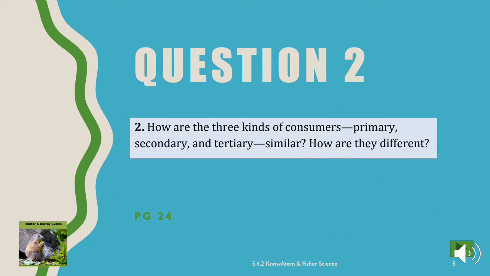Question 2. How are the three kinds of consumers, primary, secondary, and tertiary, similar? How are they different?